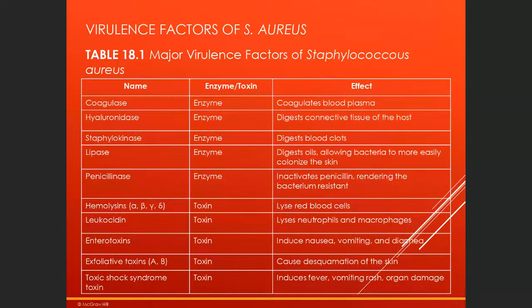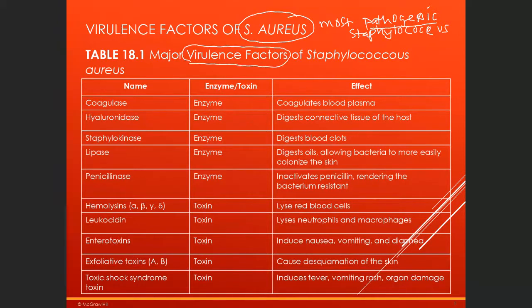Okay, these are the virulent factors of Staphylococcus aureus. Just remember again, this is the most pathogenic Staphylococcus. Staphylococcus aureus is the most pathogenic type of Staphylococcus bacteria, because they have so many virulent factors that might cause disease to humans. What are these virulent factors?